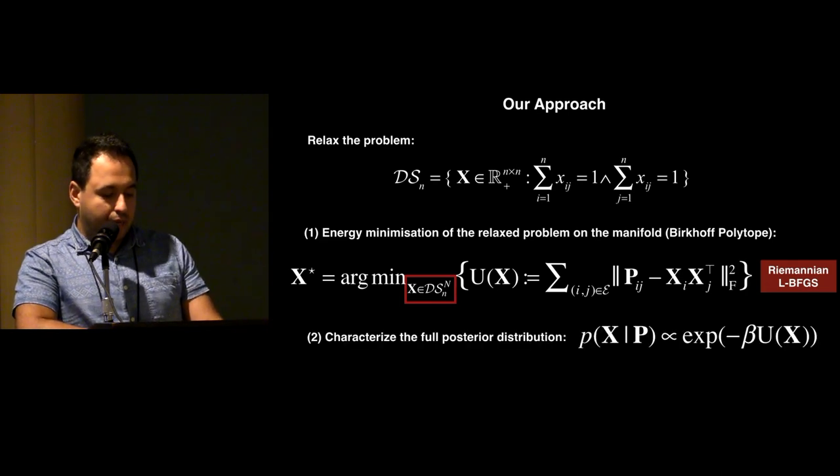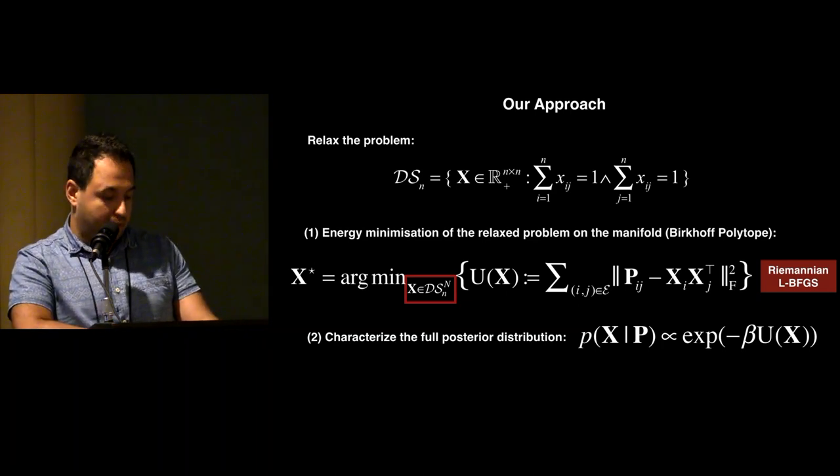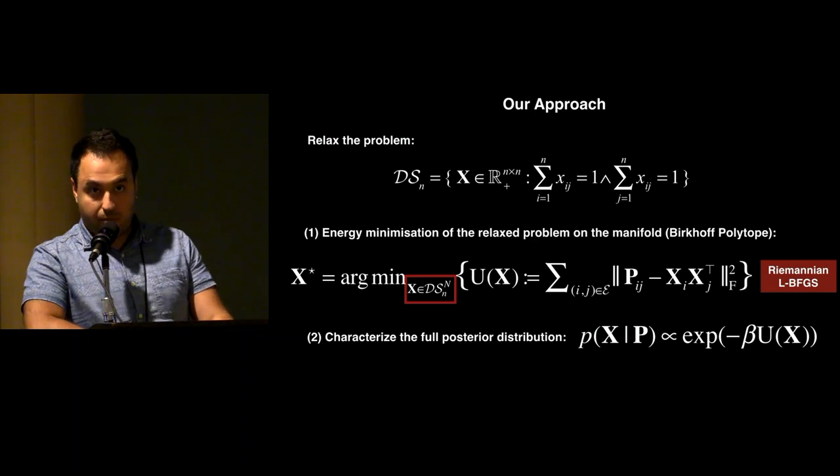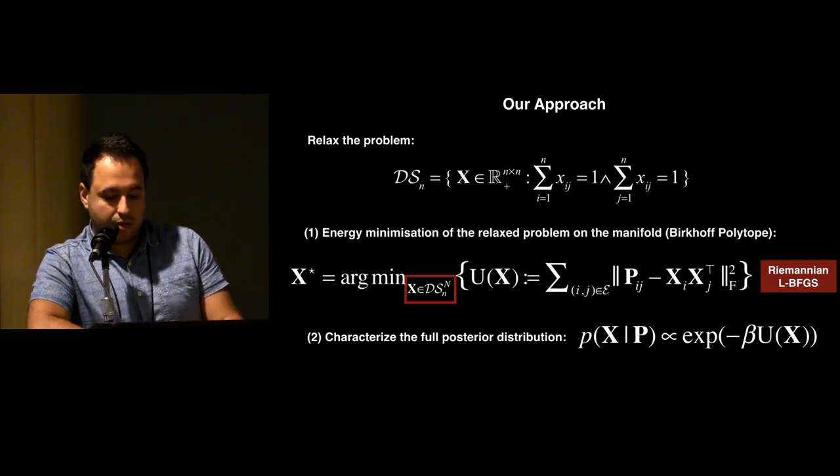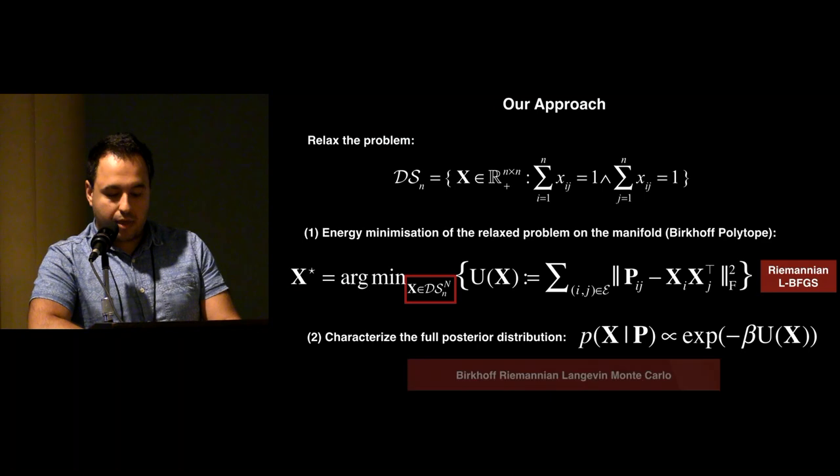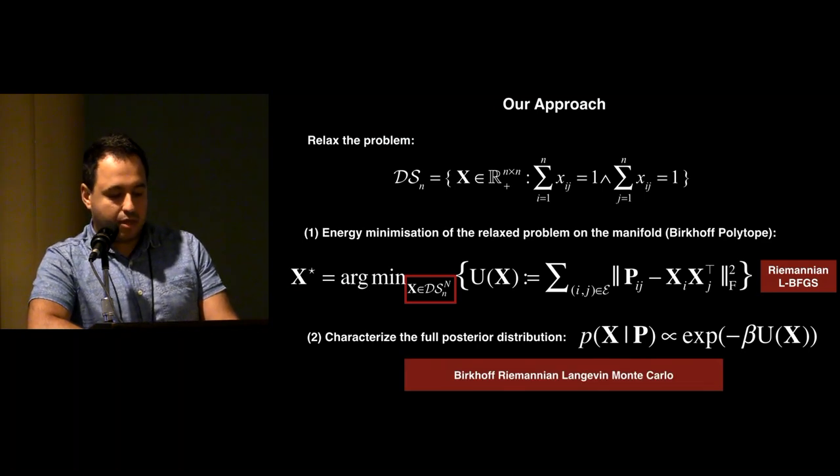BFGS. So next, we characterize the full posterior distribution by drawing samples on it and use these samples in uncertainty or confidence estimation. To draw samples on the Birkhoff polytope using MCMC methods, for instance, we propose a new algorithm, and that is called Birkhoff Riemannian Langevin Monte Carlo.